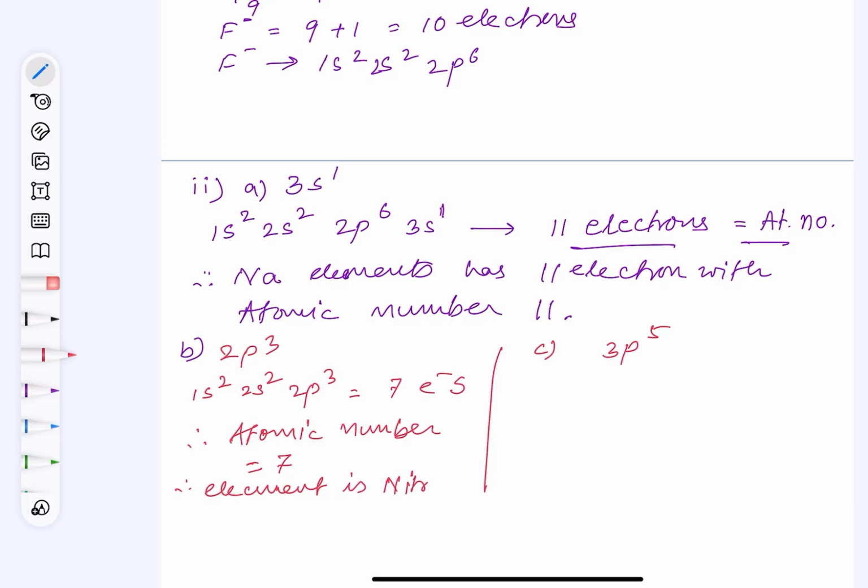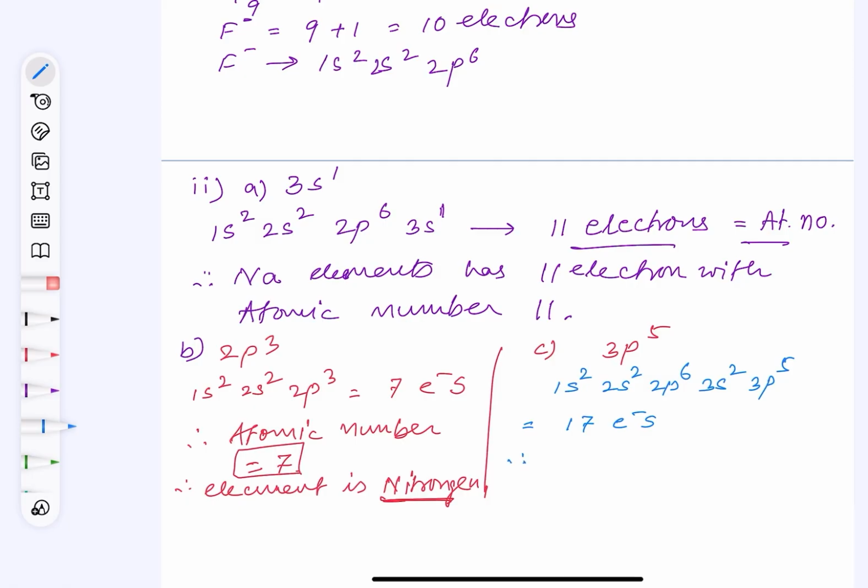Okay, fine. They have just asked you the atomic number, but let us write the element also. Fine. Now next what you have is 3p5. Similarly here also we will do the same. We will write the configuration till 3p5. So it is 1s2, 2s2, 2p6, 3s2 and 3p5. Now see how many electrons it has got in total. 10, 11, 12 and 15. 17 electrons are there in total.